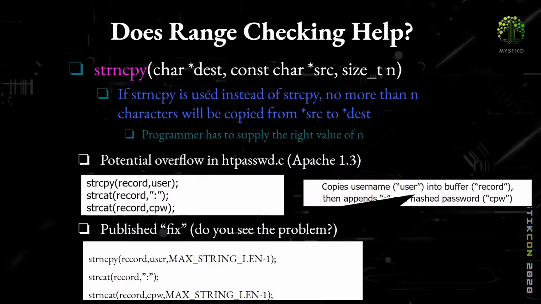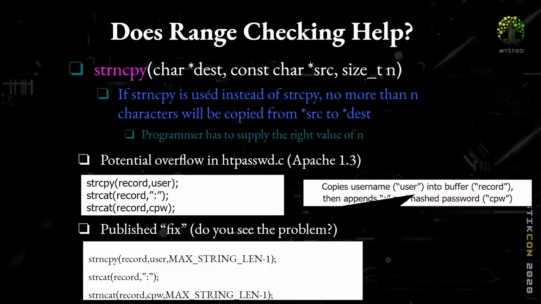Does range checking help? In this case, we use strncpy in order to specify the range, that is, the size up to which we should copy the attacker-pointed string to the stack buffer. If strncpy is used instead of strcpy, no more than n characters as specified will be copied from src to the destination. The programmer has to supply the right value of n.